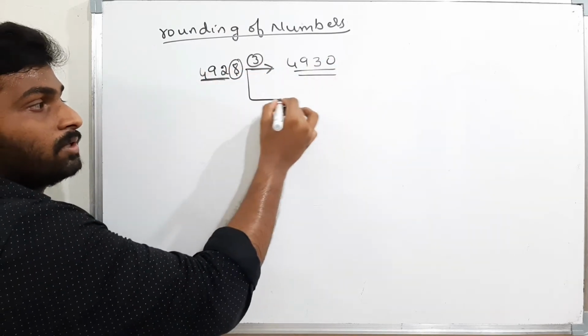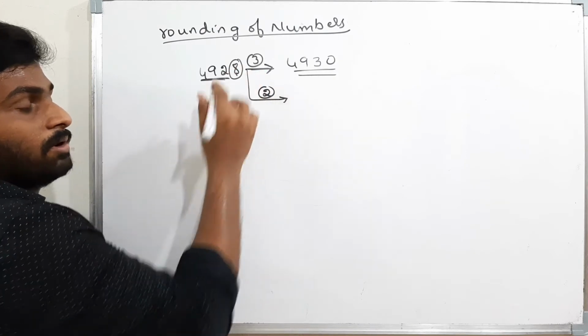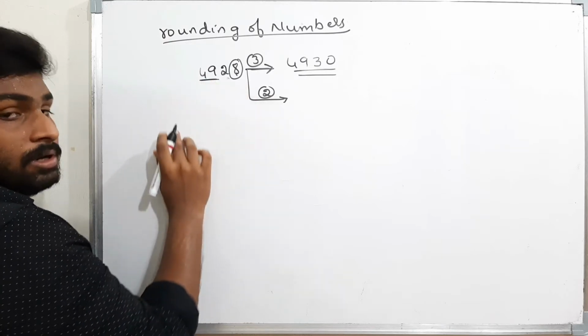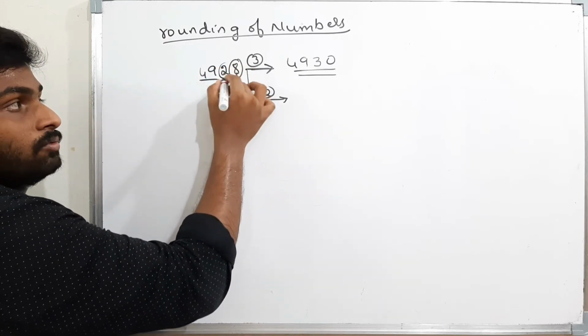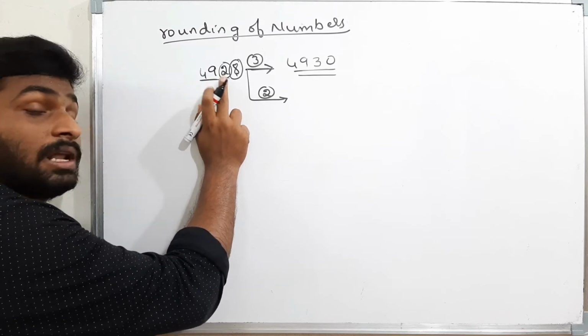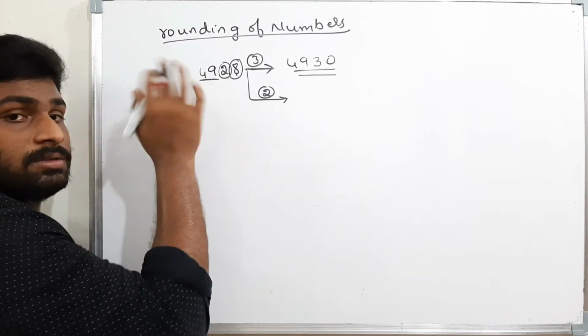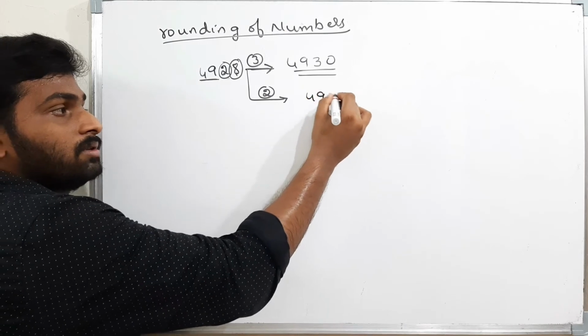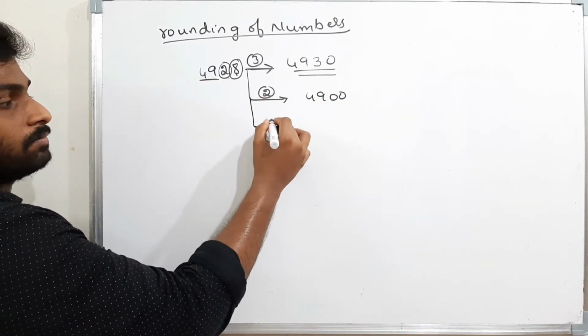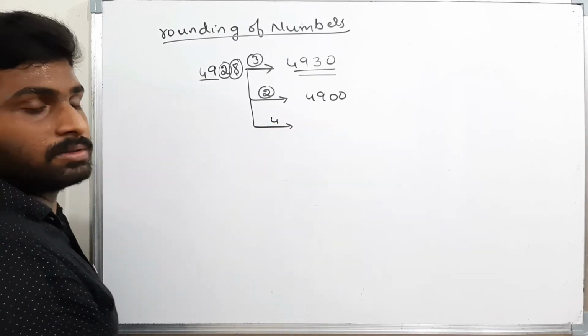Now they told to round off this number to 2 significant figures. If I want to round off this one to 2 significant figures, that means 49 I have to leave. That means I have to round off 2. See, is 2 greater than 5 or less than 5? 2 is less than 5. If it is less than 5, then I have to leave as it is. That means 4900.